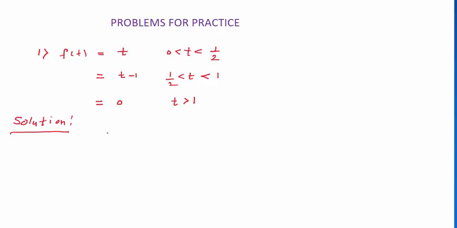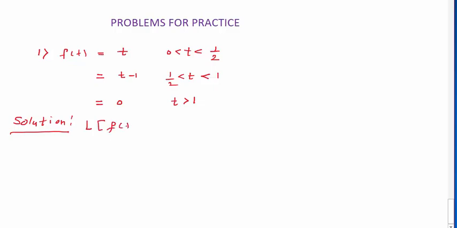Let us solve the first problem. f of t is t for t between 0 and half. It is equal to t minus 1 for t between half and 1, and it is equal to 0 for t greater than 1. We have to find Laplace of f of t.